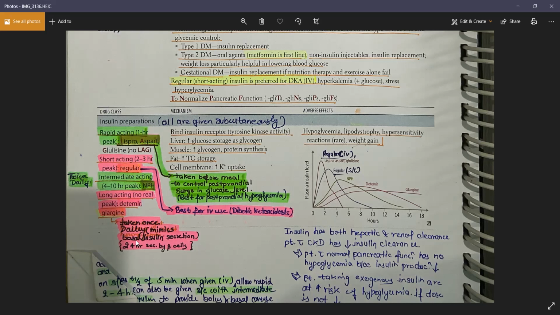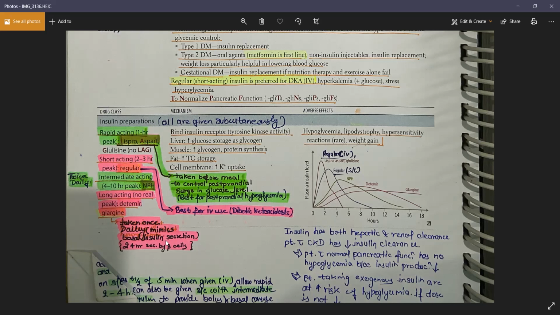Because that's how insulin functions in your body, right? When you take no food, the insulin level will be at a normal basal level, and whenever you eat a meal, the insulin level must rise just after the meal. This could be made by lispro, aspart, and glulisine. So to mimic the normal insulin release, you give the patient the rapid acting ones just before the meal, along with the long acting ones taken once a day.